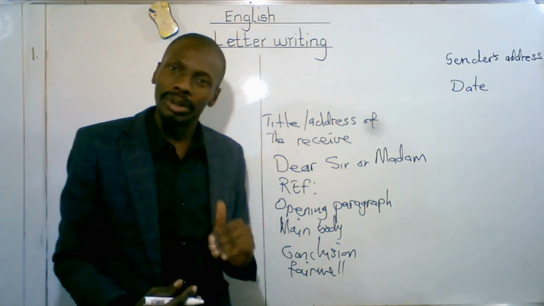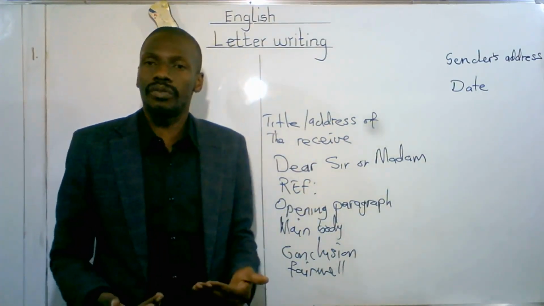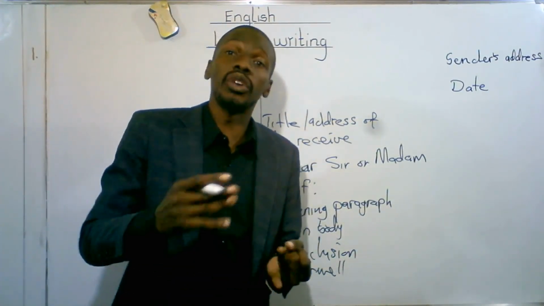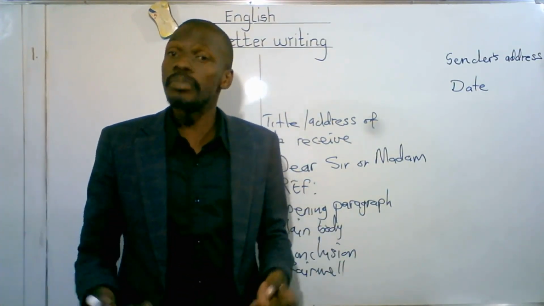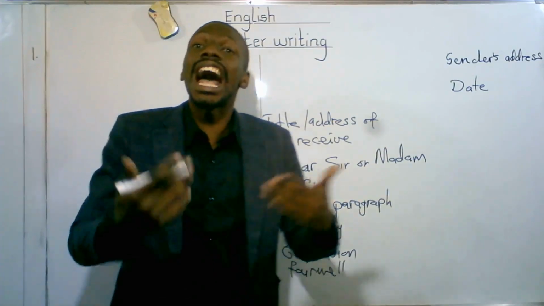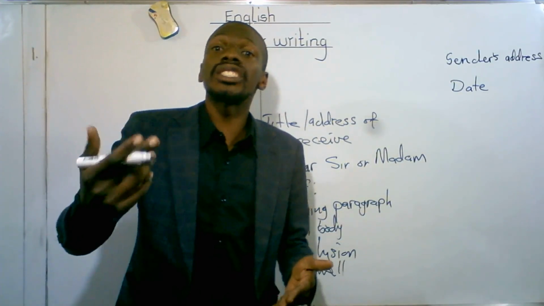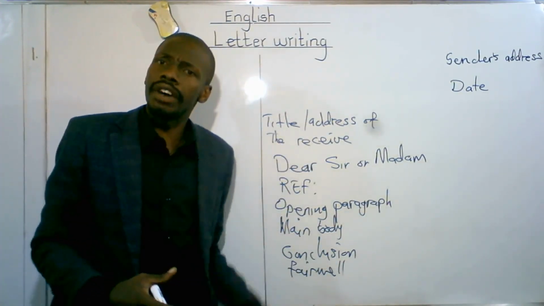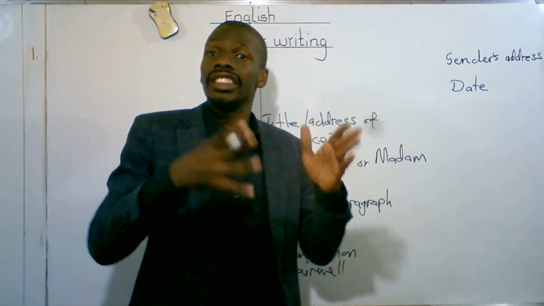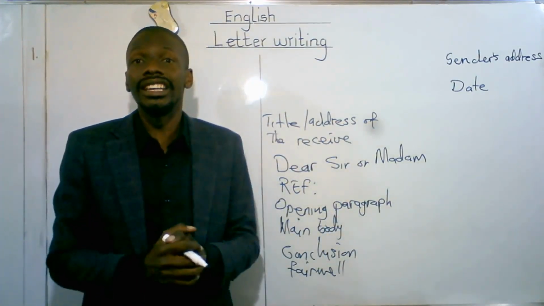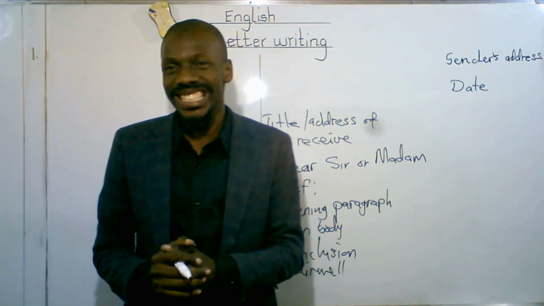It is in the main body that you give a full account of yourself: the schools where you went, the qualifications that you have, where you've worked if you've worked before, and the reference. Whom should they ask about you? Preferably your previous supervisor. From there, farewell. This is where you say yours faithfully or yours sincerely, then your signature, then the name. I believe you've gotten one or two things.